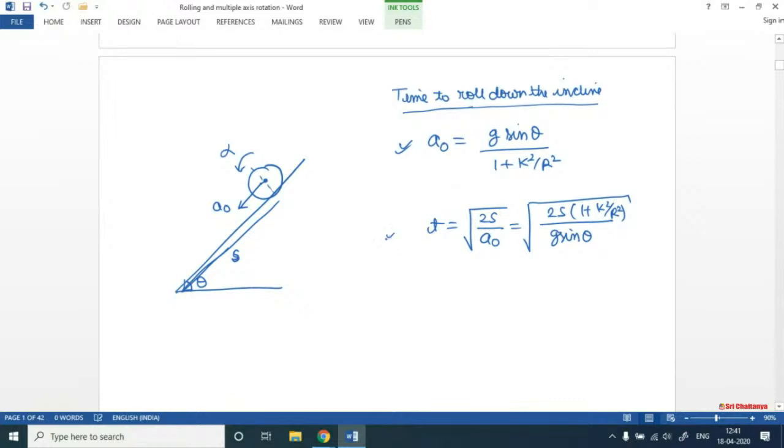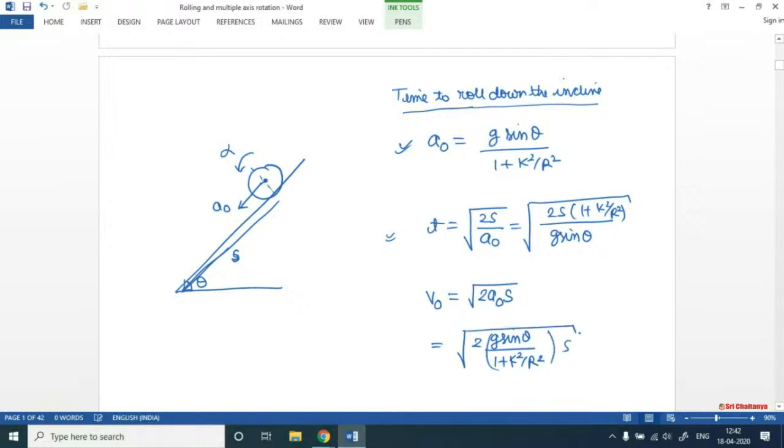So this is the time, and similarly we can find out the final velocity. Final velocity of its center of mass, let's say v naught. Now see here, its initial velocity was nothing but equal to 0. So v naught squared down the incline would be nothing but 2 a naught times s, and again we will be substituting the value of a naught, so that would be 2 g sine theta divided by 1 plus k square by r square into s over here.